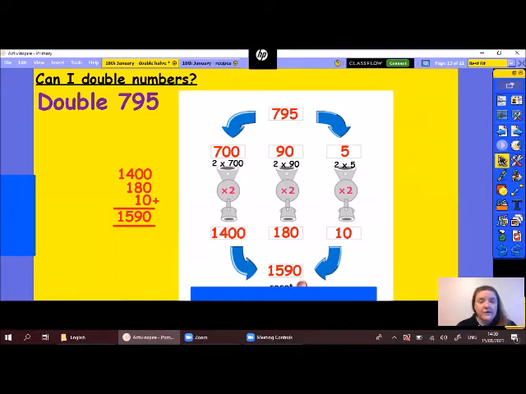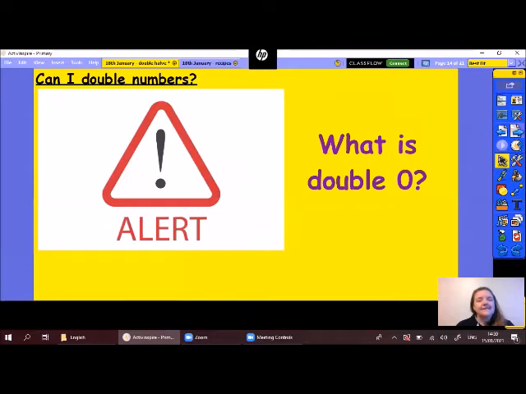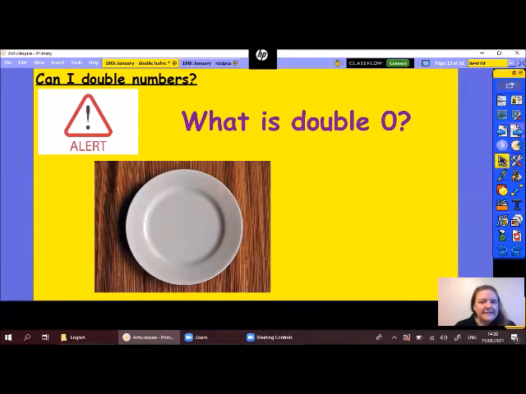I've got an important warning for you now though. This is a mistake that lots of people make. What is double 0? Have a think about it. See if I can show you logically. So, doubling 0. Lots of people double 0 and make it 1. And I'm not quite sure why.